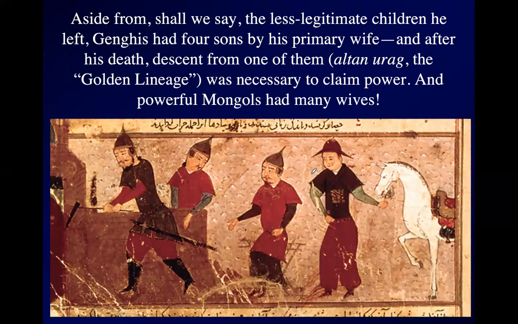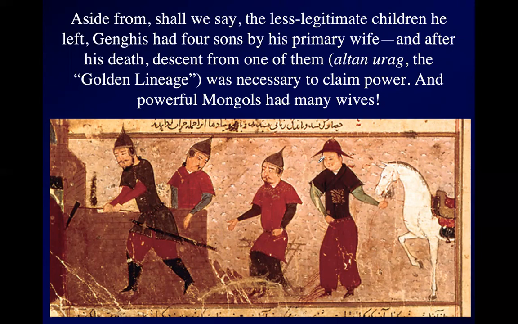After Genghis Khan died, any Mongol that wanted to claim power had to prove descent from one of Genghis's 4 sons. That was called the Golden Lineage, Altan Urag. And I think the last male descendant of Genghis Khan died in 1920 or something like that. It wasn't that long ago.